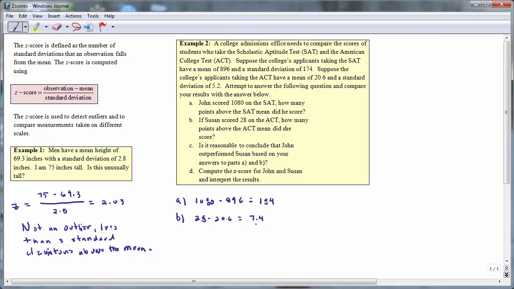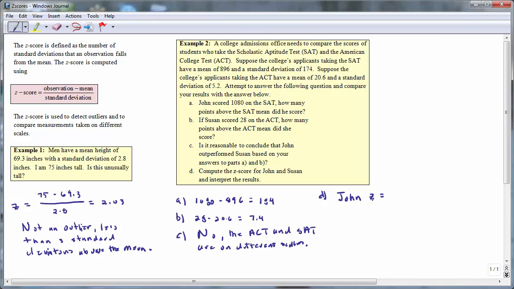In Part C, is it reasonable to conclude that John outperformed Susan based on your answers to the previous questions? And with a little bit of thought, I'm pretty sure you can see that the ACT and SAT are on different scales, so it doesn't make sense to compare them in this way. And then in Part D, compute the z-score for John and Susan and then interpret the results.